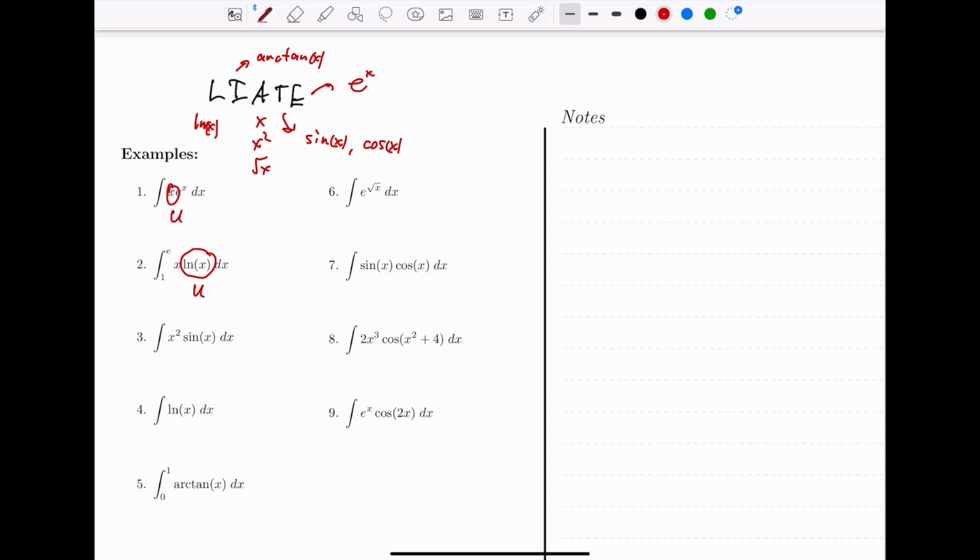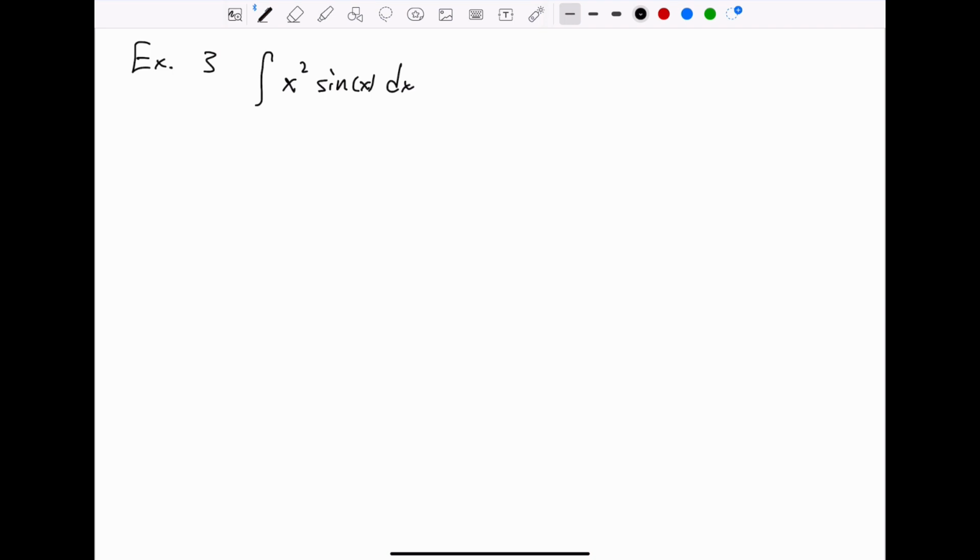Take a look at example 3. We have the integral of x squared times sine of x. All right, to solve this problem, we need to choose something to be u, and everything remaining in the integral will be dv. Now, how do we pick u? Let's follow the acronym LIATE. We first look for a log function. There are no log functions in this integral.